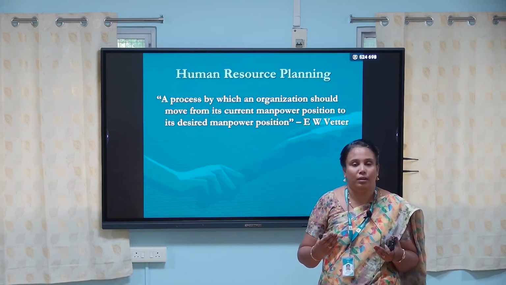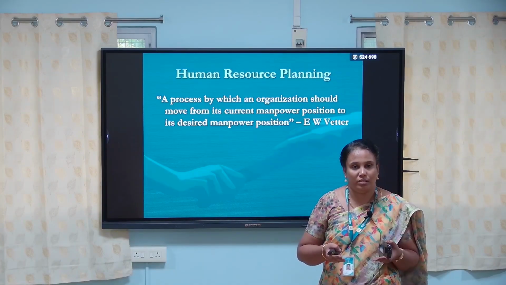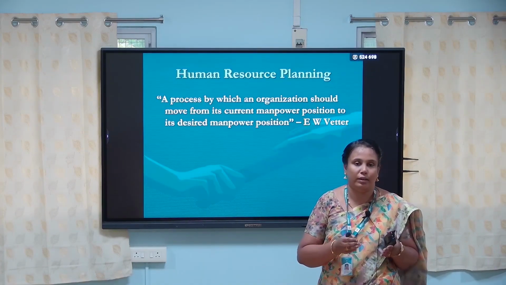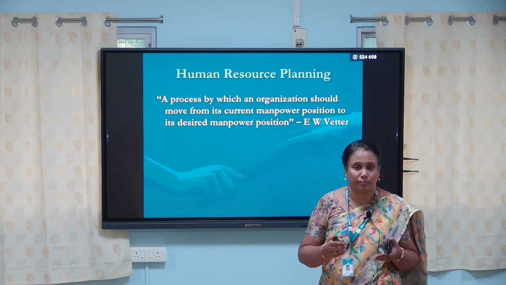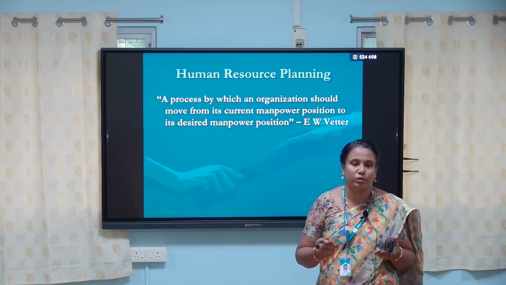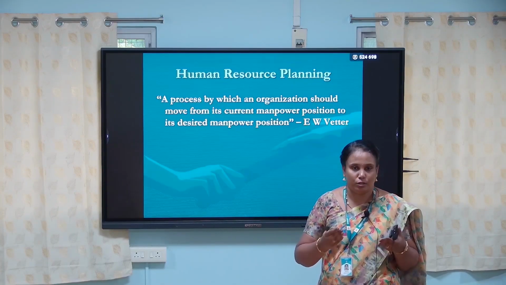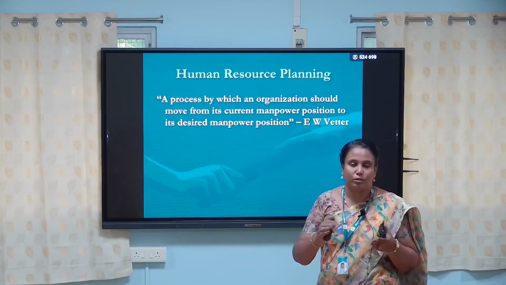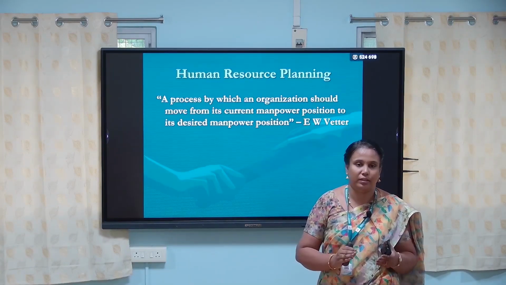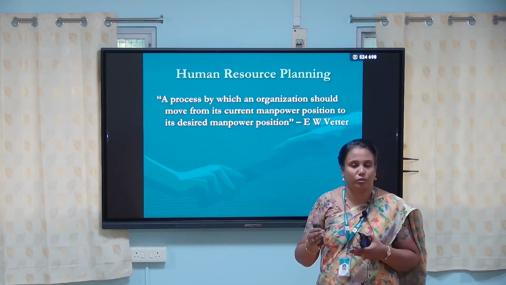Say for example, if I am producing 20,000 units per year, or selling, in my organization, I have 400 employees as my manpower strength. I am planning to produce more units, say 25,000 in the upcoming year. So, I need more employees. So, planning the number of employees in the organization, estimating the current manpower and forecasting the future manpower, is what human resource planning is.